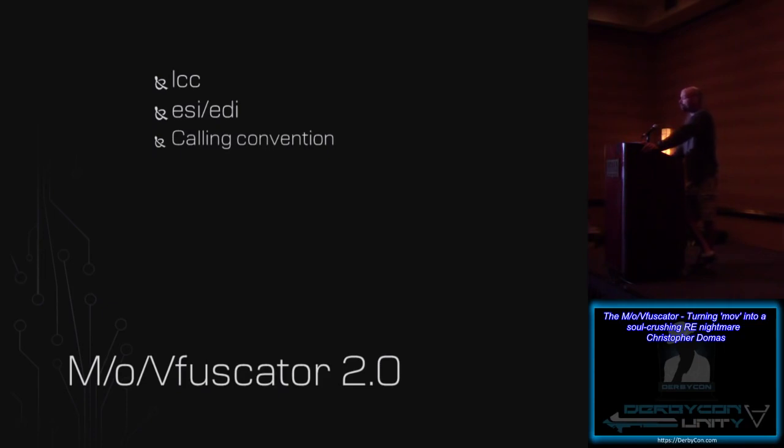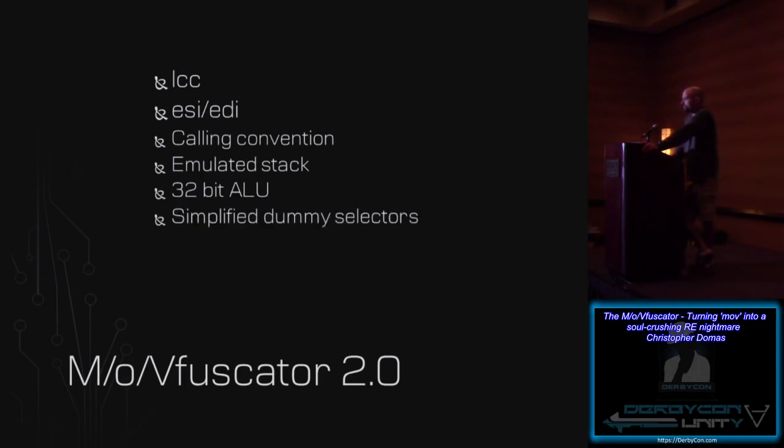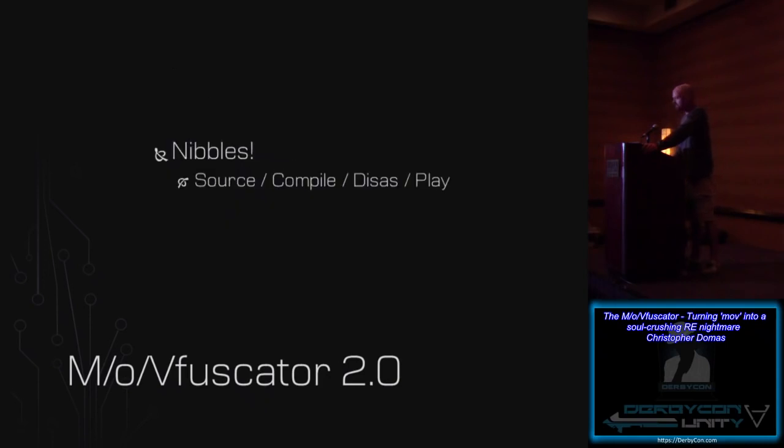Had to define a new calling convention for move instructions, create an emulated stack with move, integrate that 32-bit arithmetic logic unit, simplify the way that our branching worked through those dummy selectors, and painstakingly implement all 102 intermediate language instructions with only moves for the LCC compiler. But it turned out to go a lot smoother than I had anticipated. So that's what I call MOVfuscator 2, this complete C compiler that will compile C source code into only move instructions.